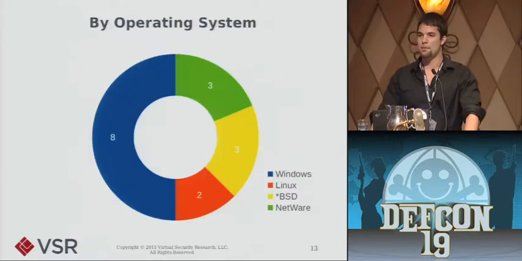Breaking these down by what operating systems they affect, half of the 16 vulnerabilities were in Windows. Only 4 of those were actually in the Windows core components. 3 of them were in various wireless drivers, and 1 was in a Symantec firewall. 3 in NetWare, which I don't think anyone still uses. 3 in various BSDs, and 2 in Linux, one of which was in a third-party driver.